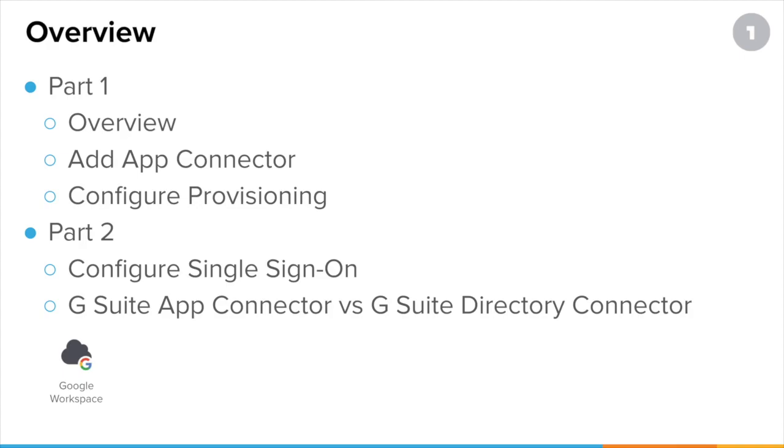The second video will take a look at how to configure single sign-on so your users can log in to Google Workspace from OneLogin. And finally, you're going to want to understand the difference between our app connector and our G Suite directory connector so you can know when to use one versus the other.